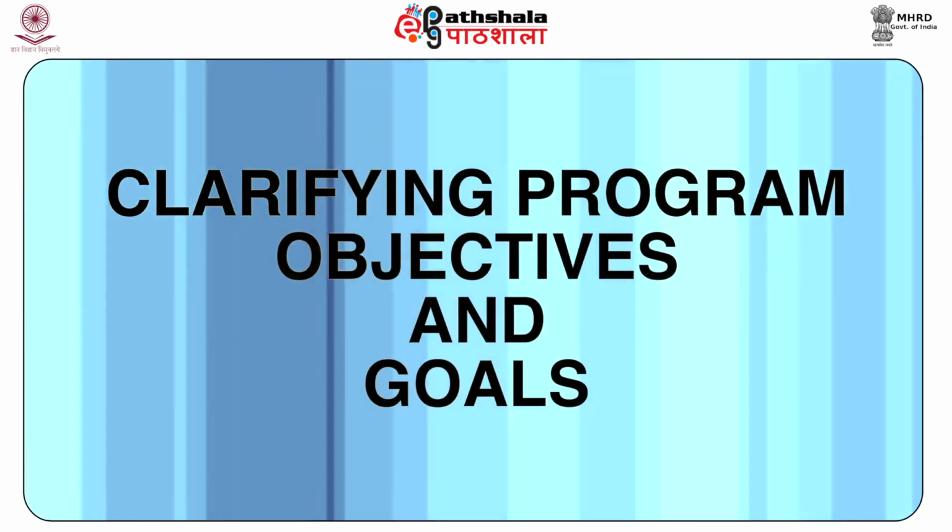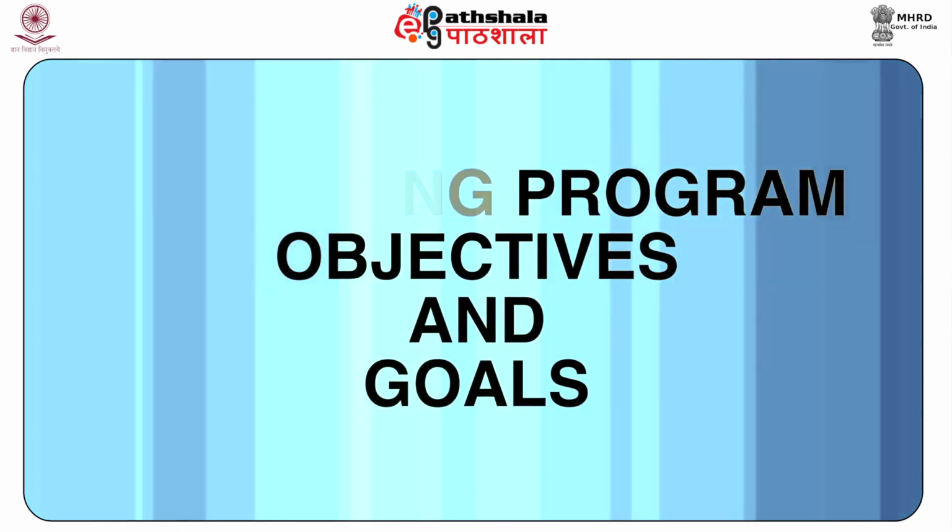Now, what is clarifying program objectives and goals? The first step is to clarify the objectives and goals of your initiative. What are the main things you want to accomplish? And how have you set out to accomplish them? Clarifying these will help you identify which major program contents should be evaluated. Now, one way to do this is to make a table of program components and elements.